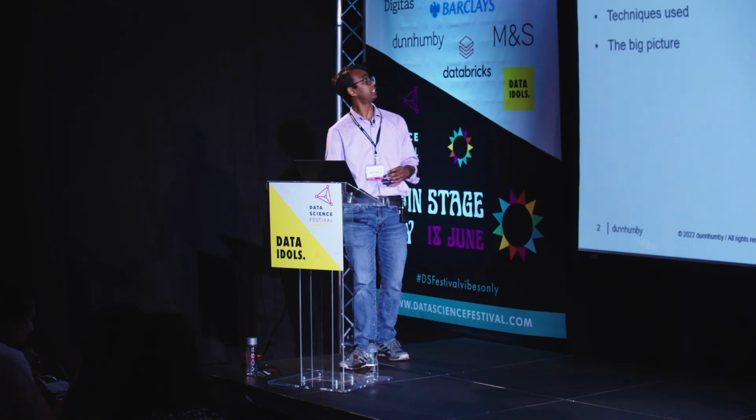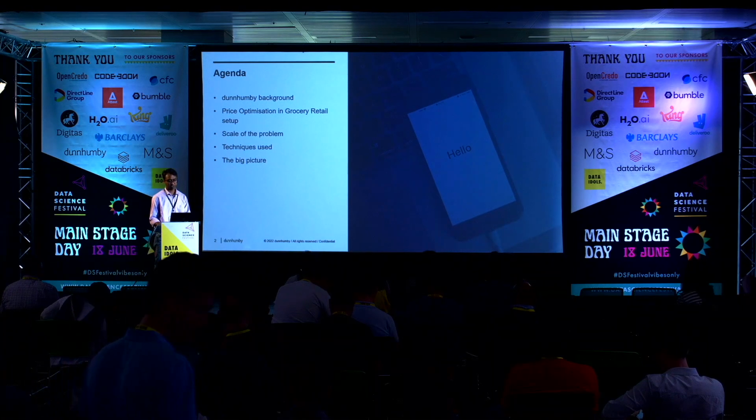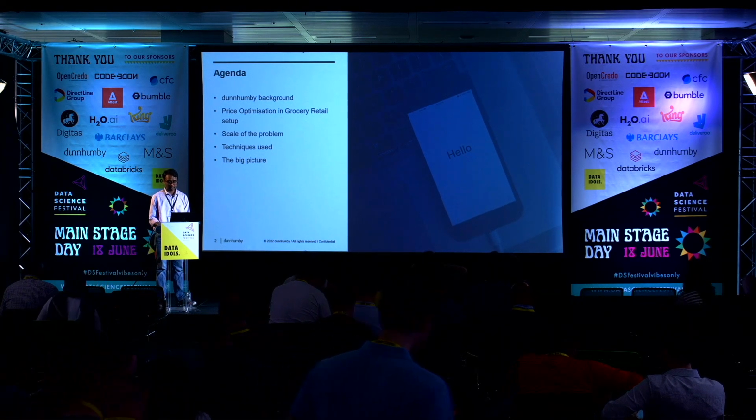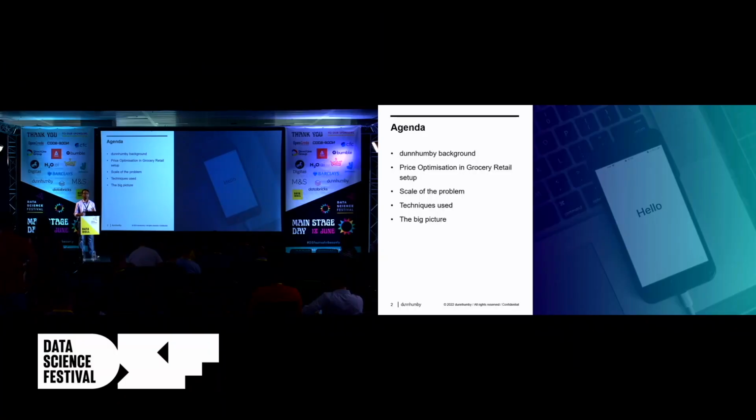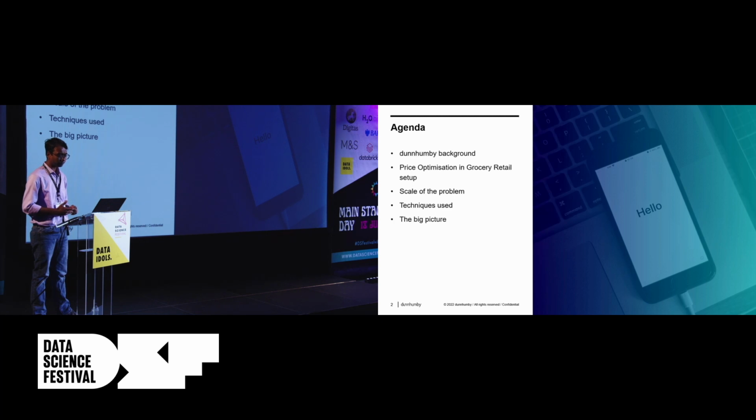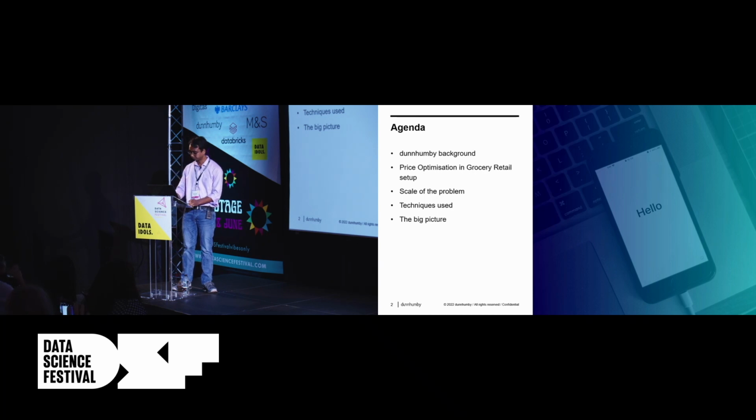So today I'll try to share a quick background of dunnhumby's operation as a company, and then I'm going to talk about price optimization in grocery retail setup and dunnhumby's approach in solving this problem. I'll start with a small example to explain the problem, and then talk about the scale of the problem in a realistic scenario, and then talk about some of the techniques that we use to solve these problems. And I'll finish with a high-level description of dunnhumby price optimization ecosystem, so to say, and some results from our previous implementations.